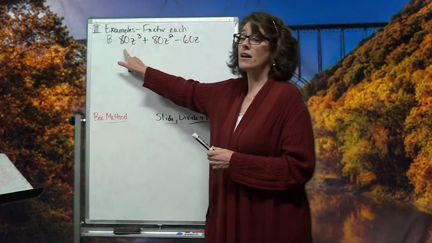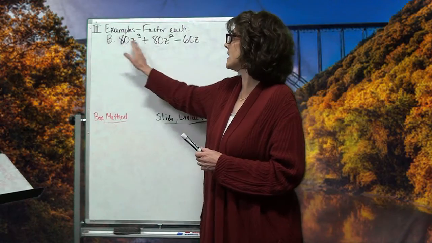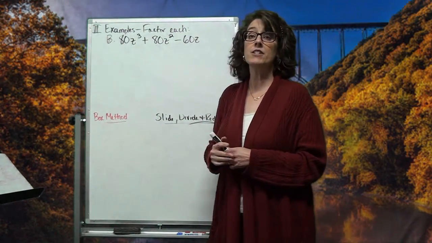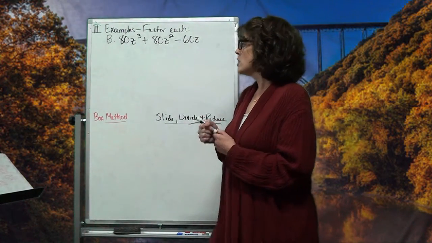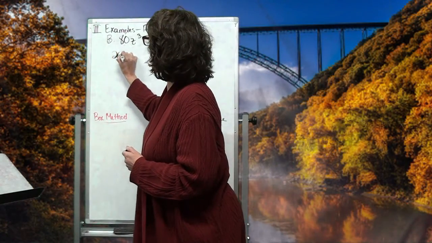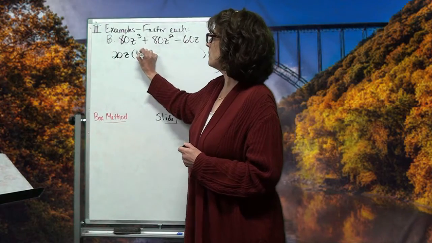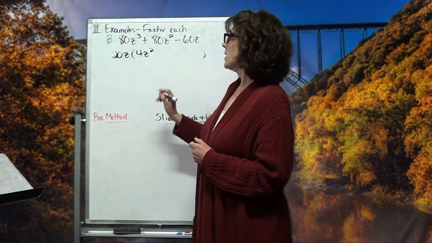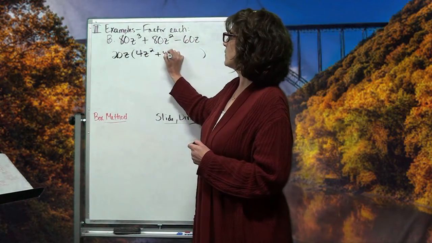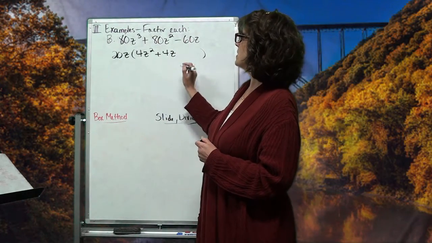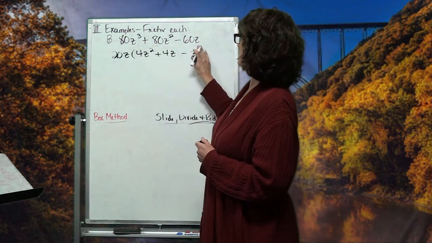I can divide a z out of every one of them, but look at the coefficients. 80, 80, and 60. I can definitely divide a 20 out of every one of them. So I'm going to divide that 20z out before I do anything else. When I divide this by 20z, I'm left with 4z squared. When I divide this by 20z, I'm left with 4z. And when I divide this by 20z, I'm left with minus 3.